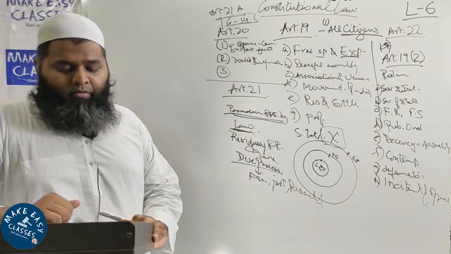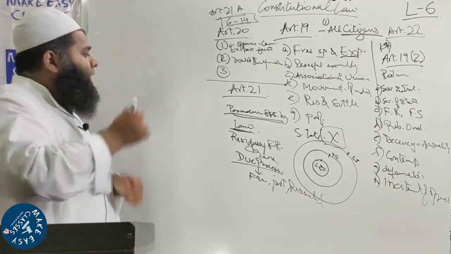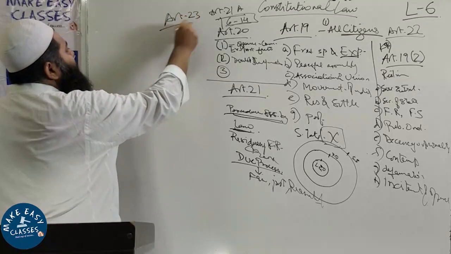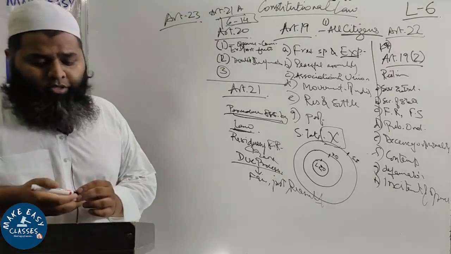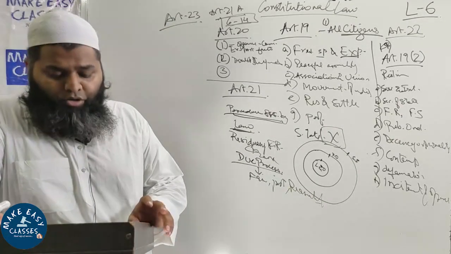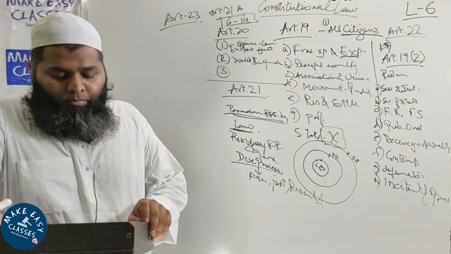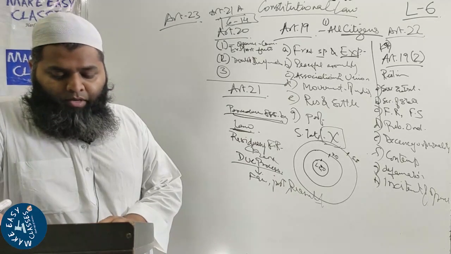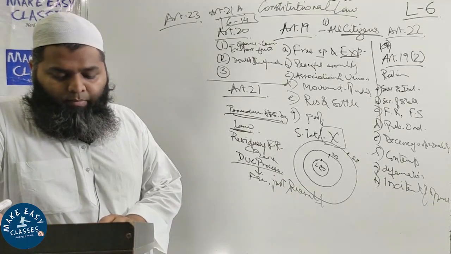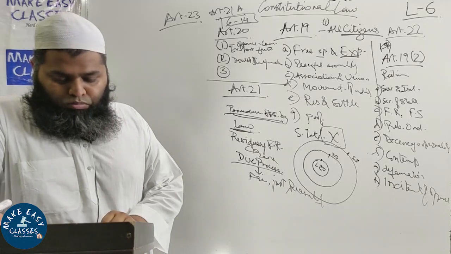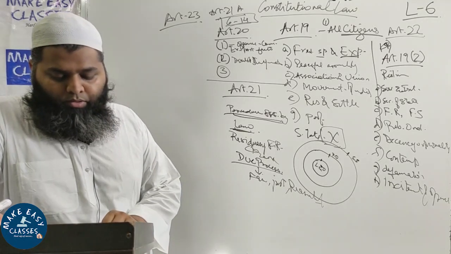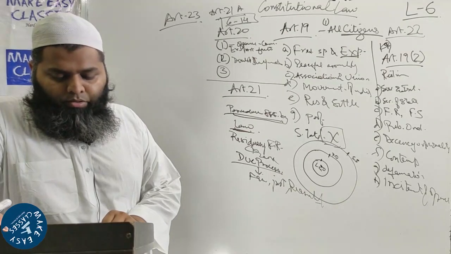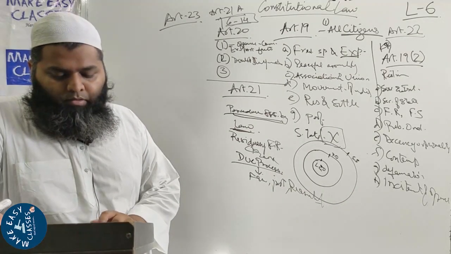So now we will be dealing with Article 23. Article 23, what it deals with? Article 23 provides for the right against exploitation, 23 and 24. Prohibition of traffic in human beings and forced labor. Traffic in human beings and beggars and other similar forms of forced labor are prohibited, and any contravention of this provision shall be an offense punishable in accordance with law.